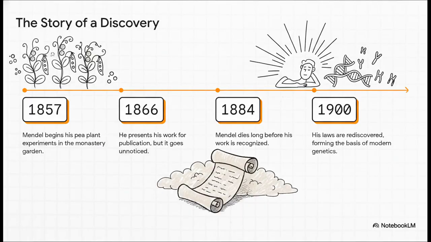And this timeline, wow, it tells such a powerful story. Mendel starts his game-changing work with pea plants way back in 1857. He publishes his findings in 1866, and nothing. Crickets. The world just wasn't ready for it. His paper was basically ignored for over 30 years, and he passed away long before anyone realized he'd laid the foundation for all of modern genetics. It just goes to show you, sometimes genius is just way ahead of its time.